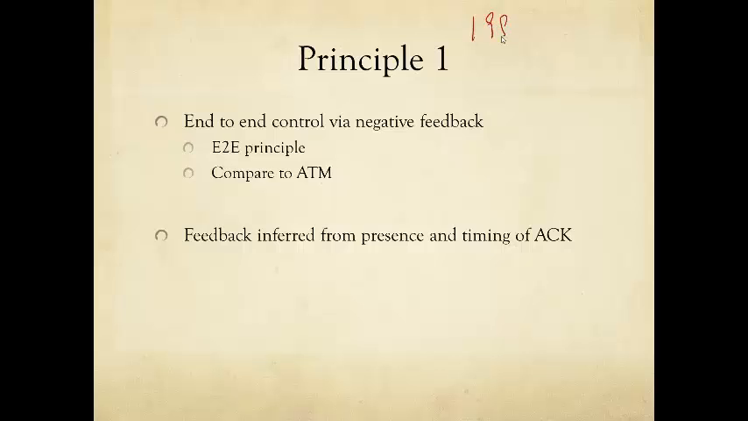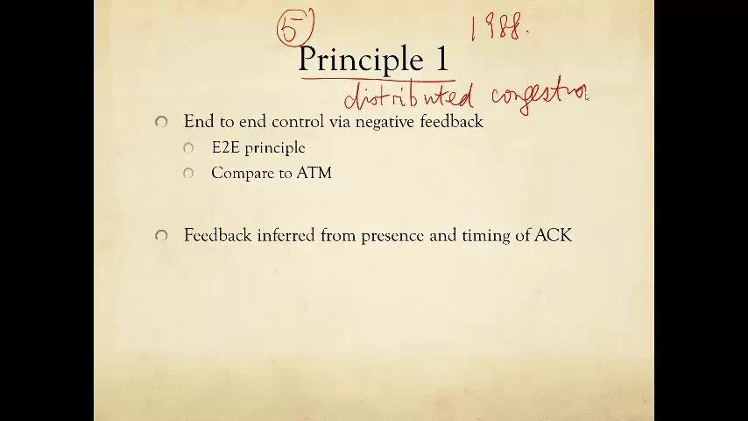Two years later, in 1988, Van Jacobson invented the first flavor of TCP congestion control mechanism. Since then, we have seen tons, literally hundreds of variants of TCP, some of which are actually adopted and used today. But before going into any of these specific protocols, let's highlight some principles. Altogether, 5 principles for distributed congestion control in a network.